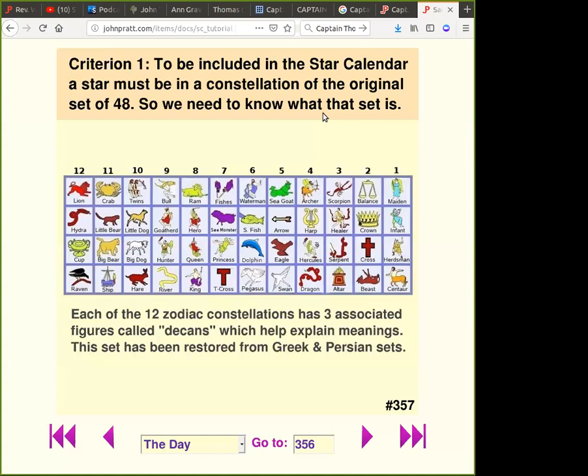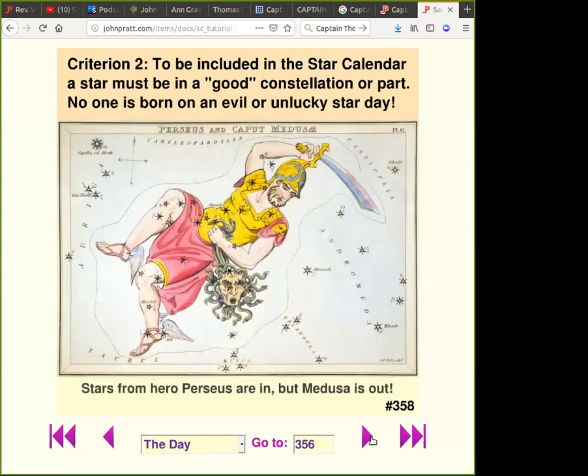This slide shows my best understanding, and what I have a lot of reason to believe is correct, of the original 48 constellations. So it has to be a star in these constellations. Okay, we go to 358, criterion 2. To be included in the star calendar, a star must be in a good constellation or part. No one is born on an evil or unlucky star day.